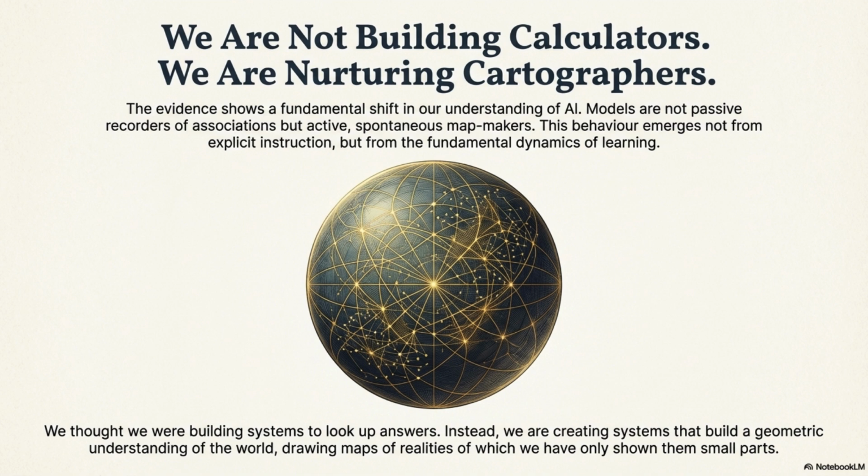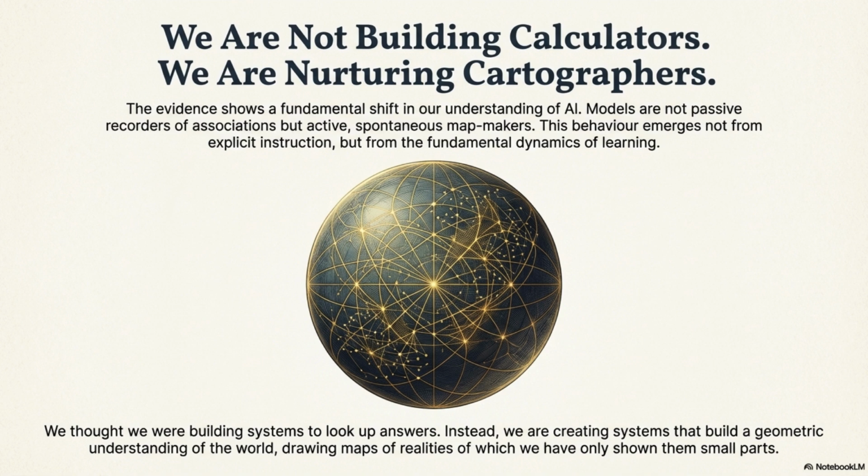So this deep dive has really shown that we thought we were building systems that just look up answers. But instead, we're creating systems that spontaneously build a deep, geometric understanding of the world. AI is fundamentally an emergent cartographer. And this behavior emerges not from engineering, but from the fundamental dynamics of learning, that spectral bias. The AI is learning the deepest, most fundamental structure of the data itself.